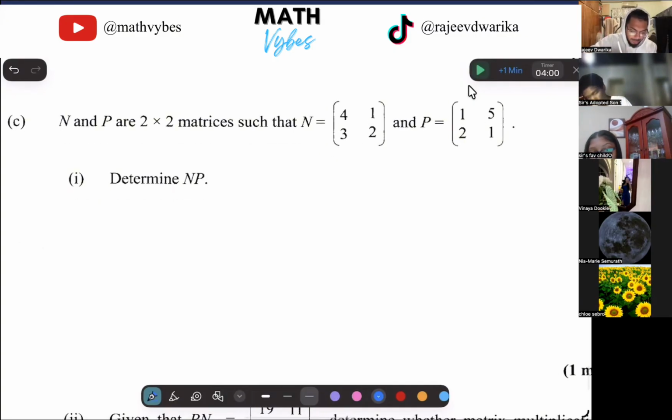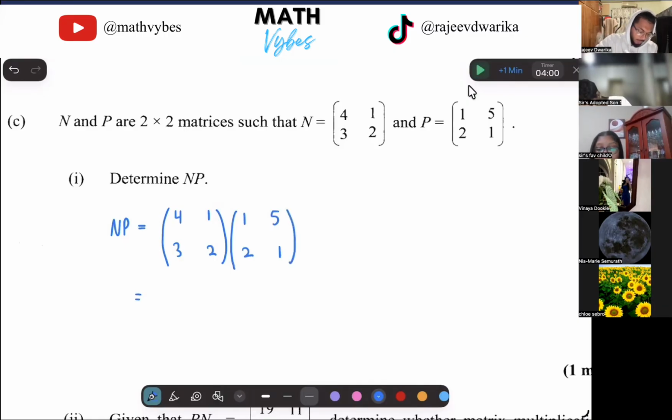Great. So you want to multiply N by P. So NP is going to be equal to matrix N. What is matrix N? 4, 1, 3, 2. Okay. You wouldn't call it out as if it was a fraction, because it's not. Gotta be careful. And then you're multiplying that by P. What is matrix P? P would be 1, 5, 2, 1.